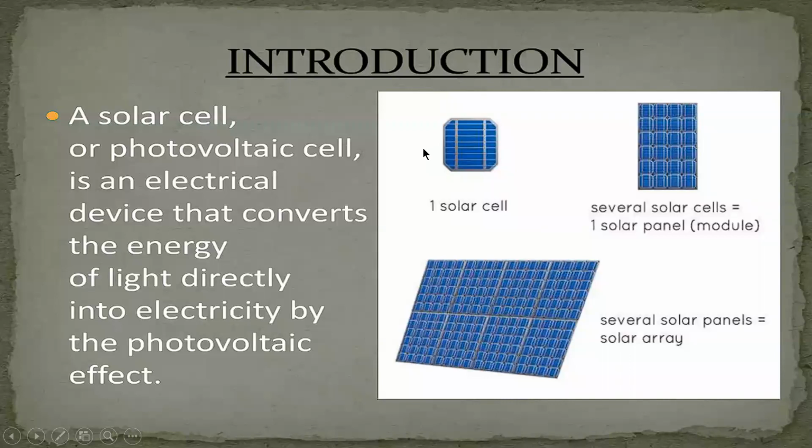A solar cell, also known as a photovoltaic cell, is an electric device that converts the energy of light directly into electricity by an effect known as the photovoltaic effect. A single solar cell looks like this, and several single solar cells make a solar panel, and a bunch of solar panels is known as a solar array. So let's see what the types of solar or photovoltaic cells are.